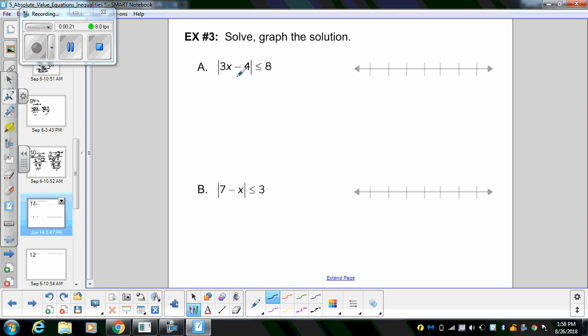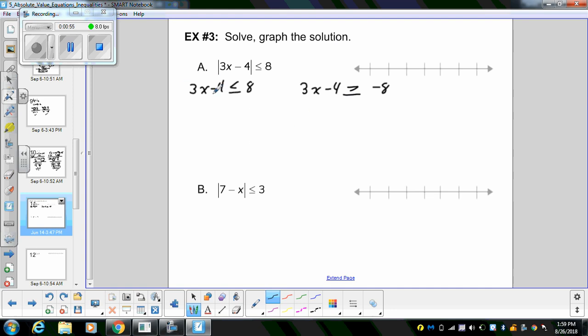Alright, so same concept applies. I'm going to make two equations. So I'm still going to do 3x minus 4 is less than or equal to 8. I'm still going to do 3x minus 4, and the 8 is still going to become a negative 8. But when dealing with inequalities, when we change this to a negative, we have to then flip the inequality. So this less than sign will then become a greater than or equal to sign. That's the only thing that's different between what we were doing in the equations and what we're doing in inequalities.